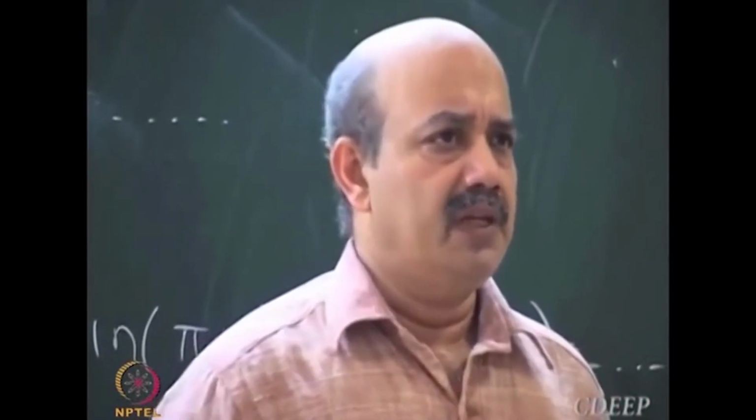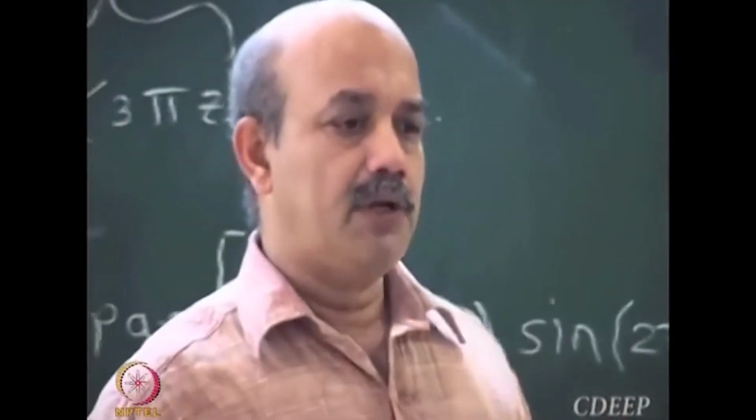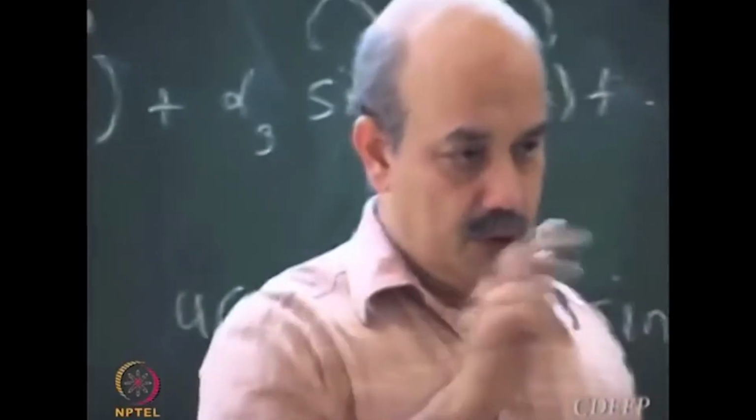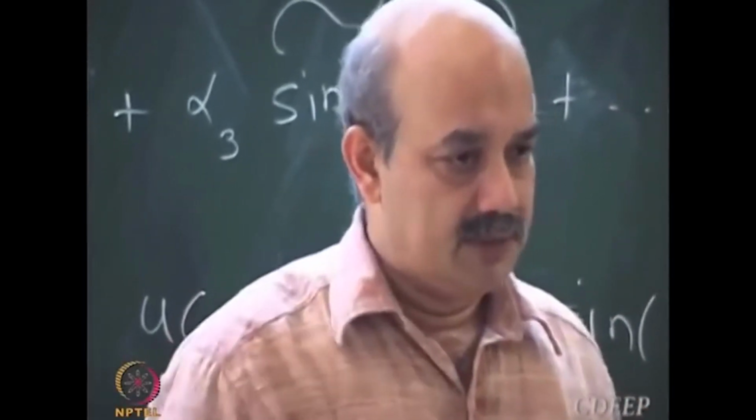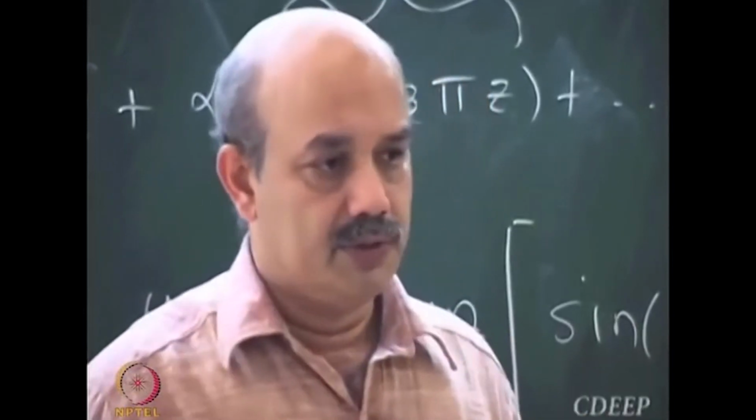Is it possible? Well, it depends upon the initial condition. If you take the initial conditions u0, u prime 0, u double prime 0 to be 0, 0, 0, the only possible solution is that alpha, beta, gamma will be 0.